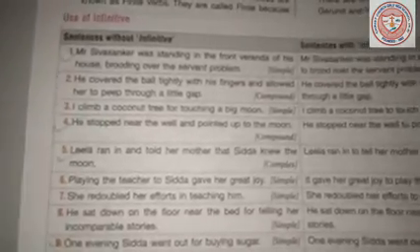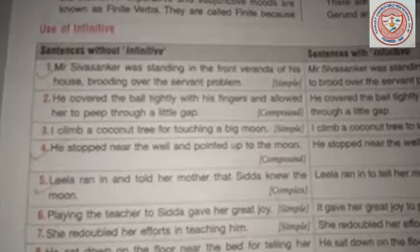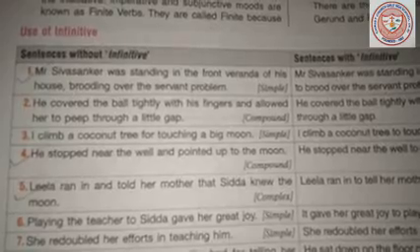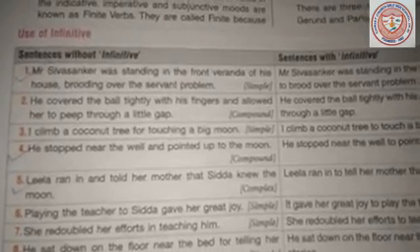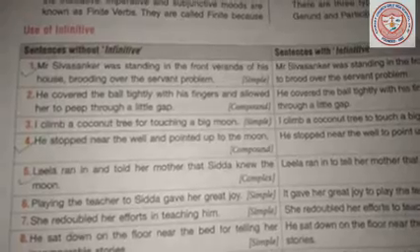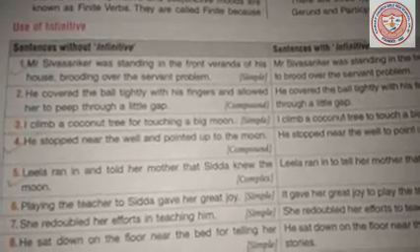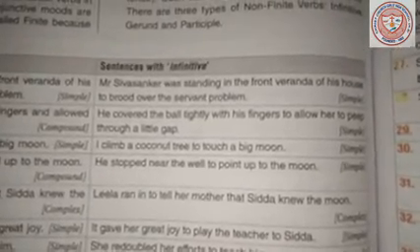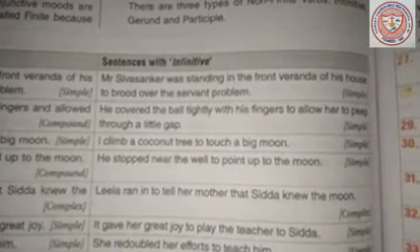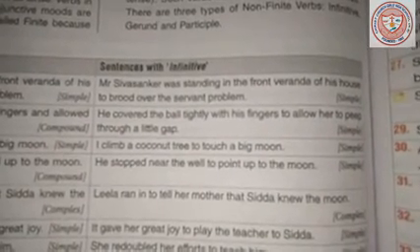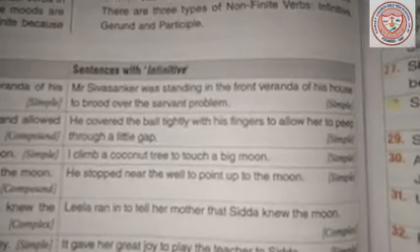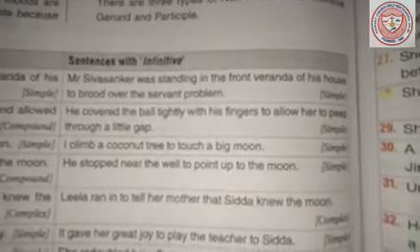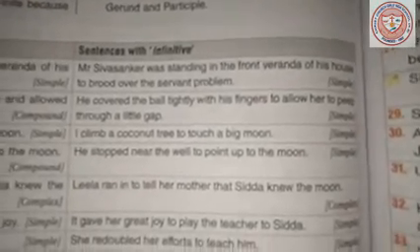Let us find out the textual examples. Number 1, Mr. Shiv Shankar was standing in the front veranda of his house brooding over the servant problem. Okay, so this is a simple sentence as we know. He was standing in front of the veranda of his house brooding over the servant problem. See how the answer goes. The simple sentence remains simple. Okay, but the use of to, use of infinitive. Mr. Shiv Shankar was standing in the front veranda of his house to brood over the servant problem. Okay, so to brood is the infinitive here.